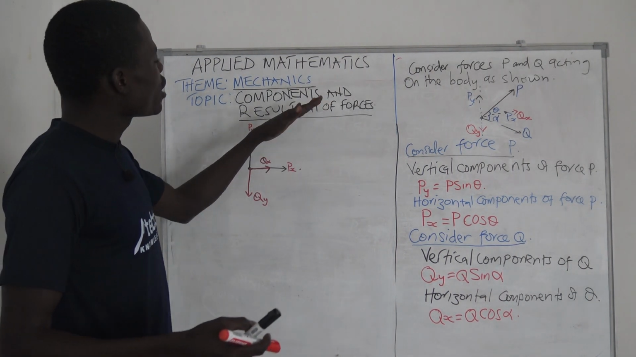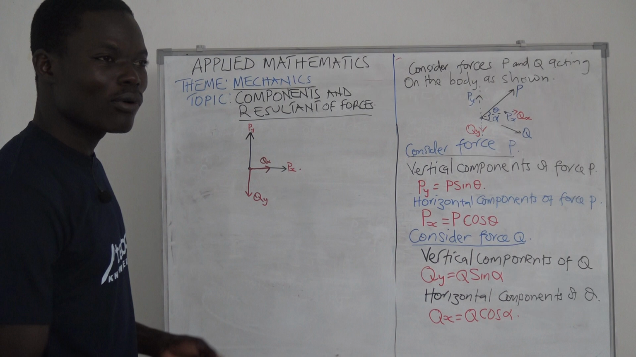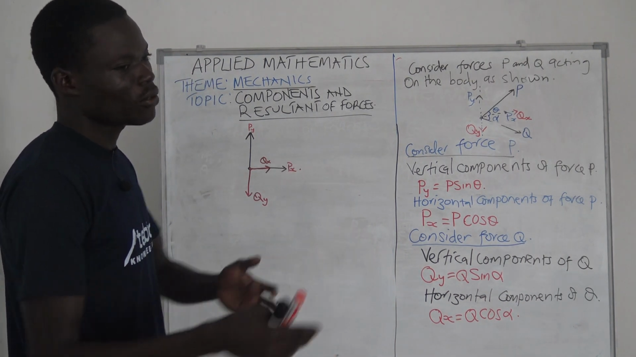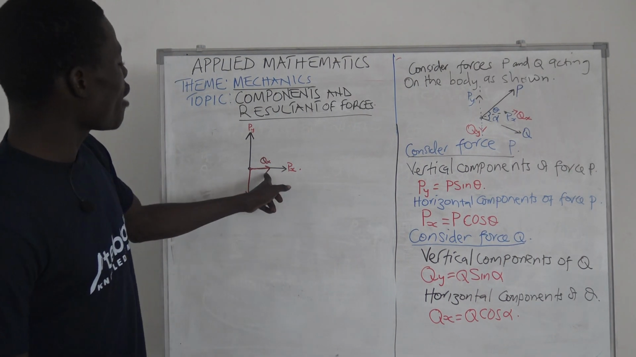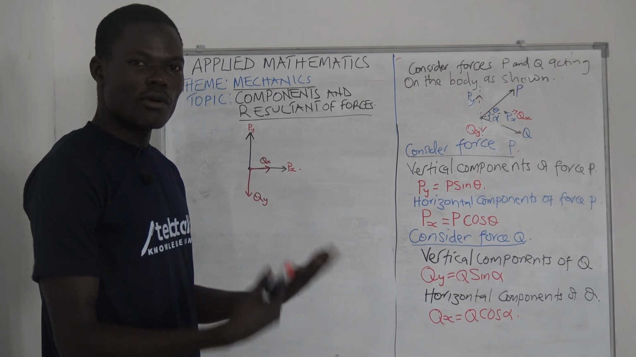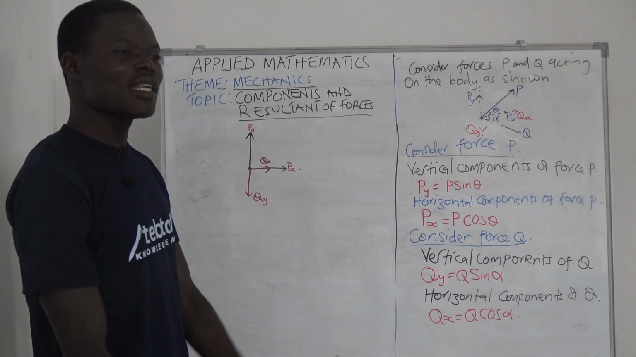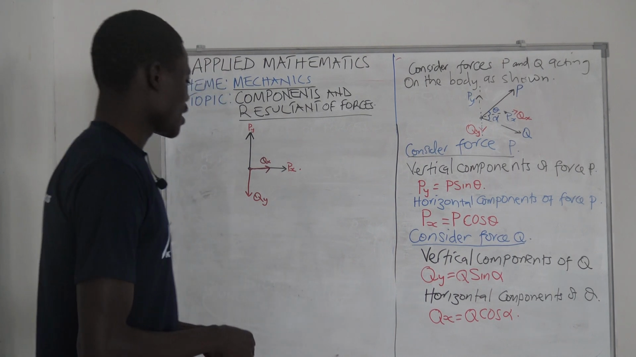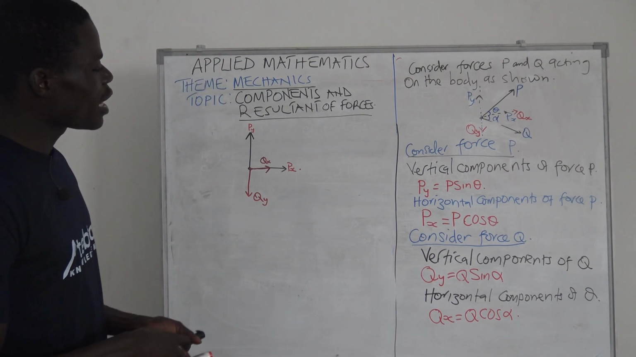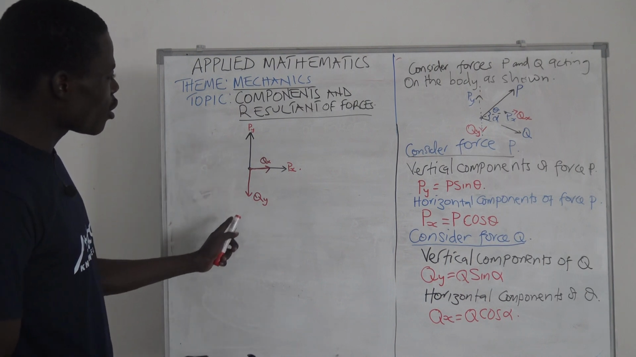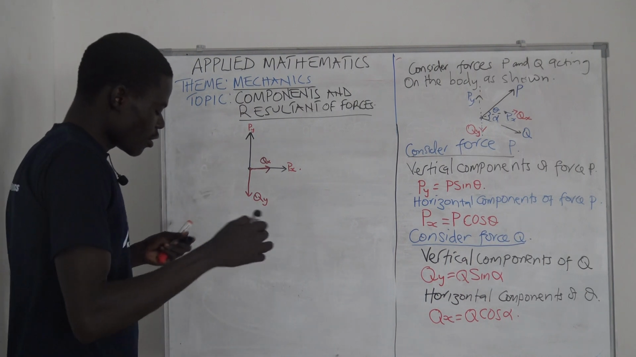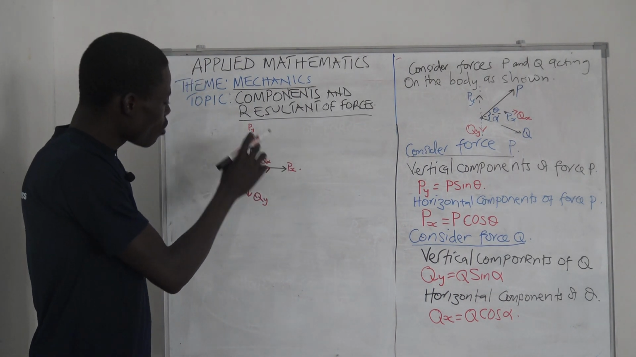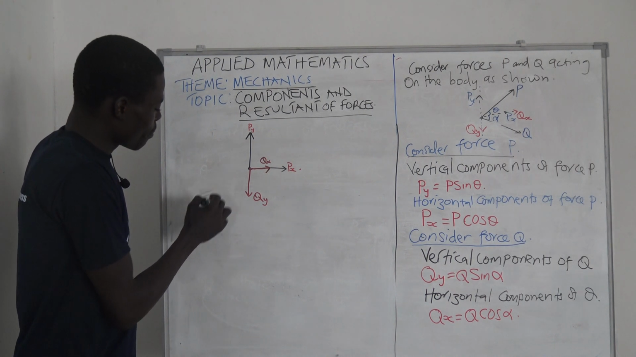Before coming to components of forces, we looked at resolving forces acting on a particle perpendicular and horizontal. If you have two forces in the same direction, you add. If you have two forces in different directions, you subtract, provided they are acting perpendicular to each other. So here we are going to get the resultant horizontal force, the combined horizontal component of forces P and Q.